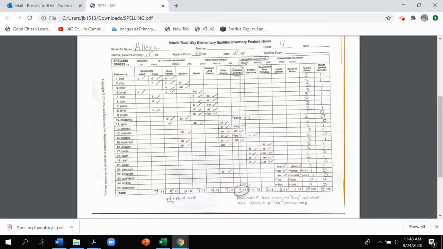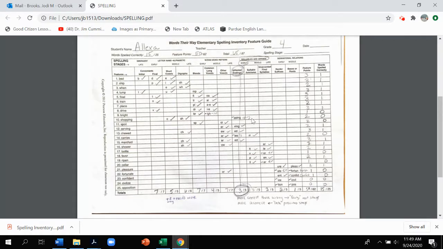Same or similar with shopping, the next one on the list. She got the vowel, she got the digraph, but she didn't double the P in shopping. So there's an ending there that we might need to instruct. There are 3 feature points in shopping, but she got 2 of them. So we would mark 2 correct, but spelled the word incorrectly, give her a 0 there.